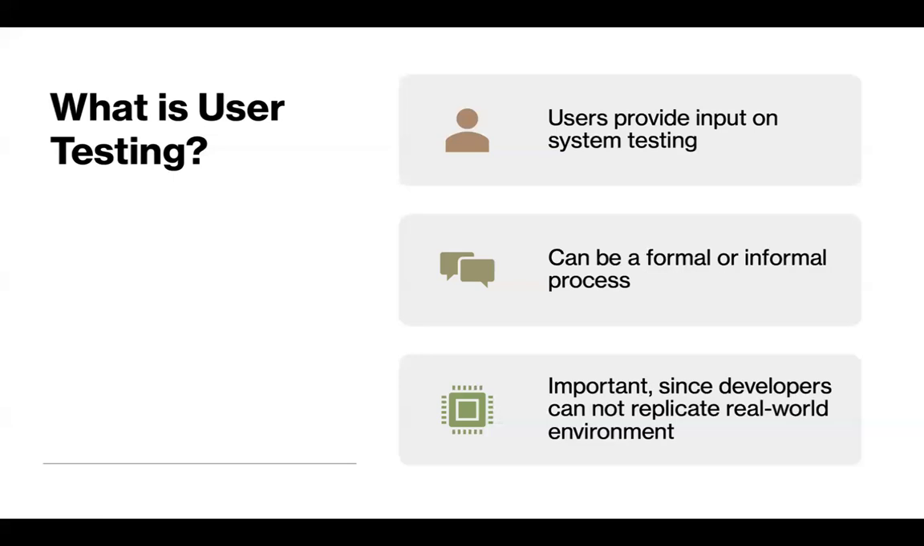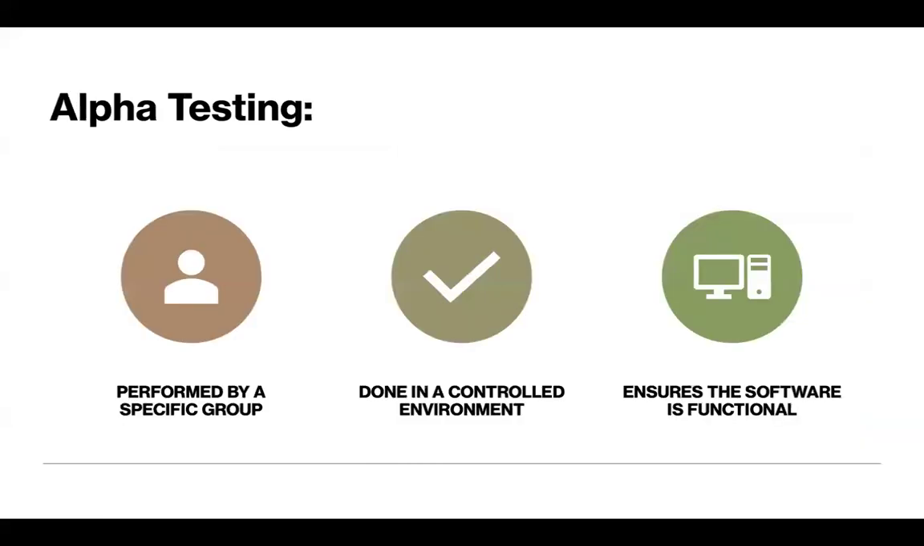Why is it important? Well, because we as developers cannot replicate every single thing that's going to happen in the real world. That's why it's called the real world. We never know what's going to happen. We never know how our system will react to every single possibility that's out there, to every single action that a user might want to take. That's why user testing is so important. We want the users to test our system to see if it's capable of producing exactly what our users need when they're using it.